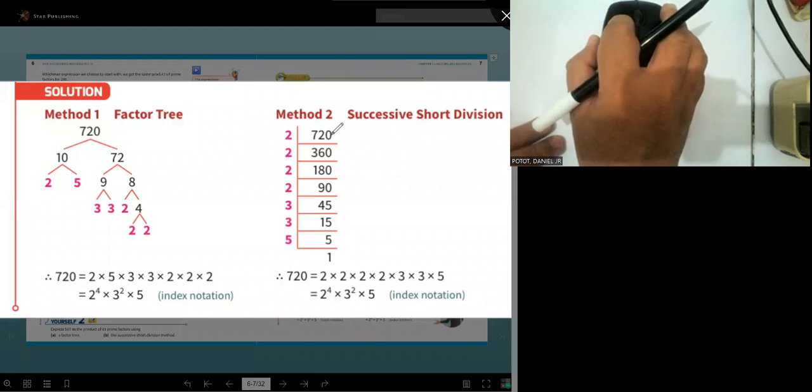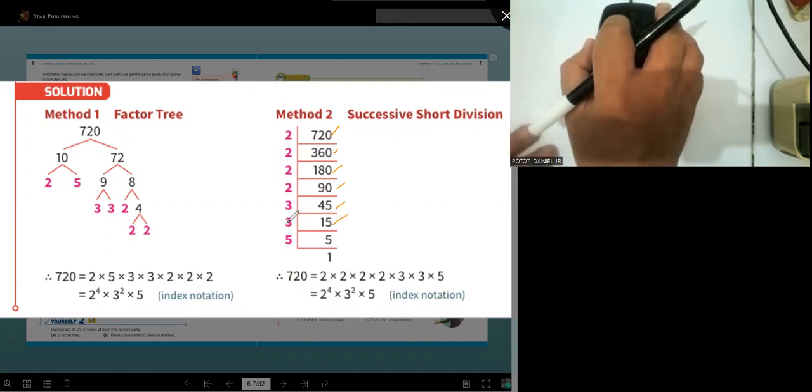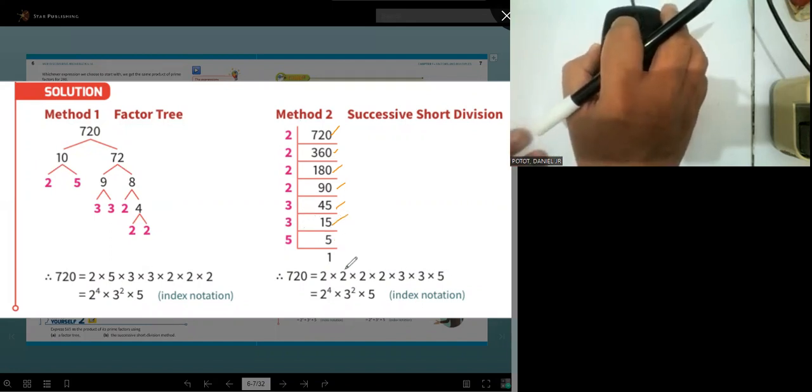So you write the 720 there. It's divisible by 2. 720 divided by 2 is 360. Divided by 2 is 180. Divided by 2 is 90. But 90 is divisible by 3. So 45. 45 is divisible by 3. That's 15. Okay. 15 divided by 3 is 5. All right. Then you can stop here.